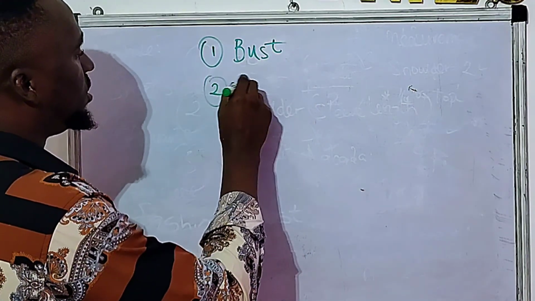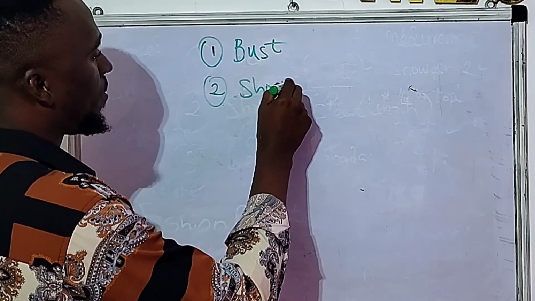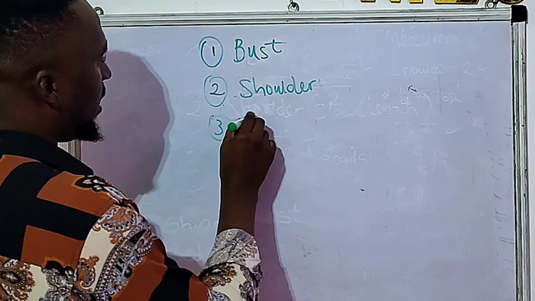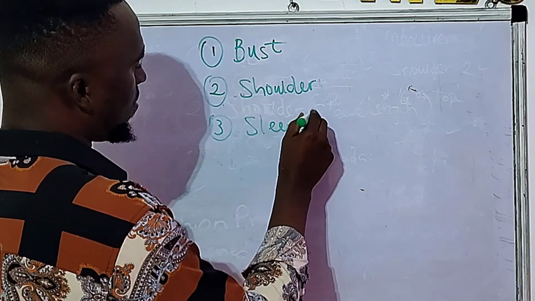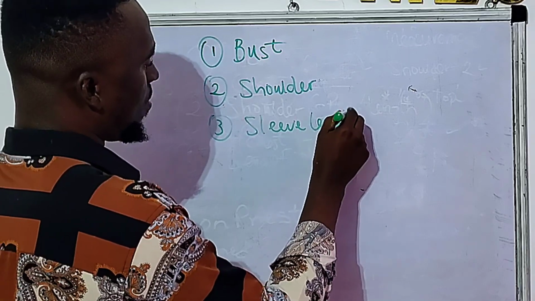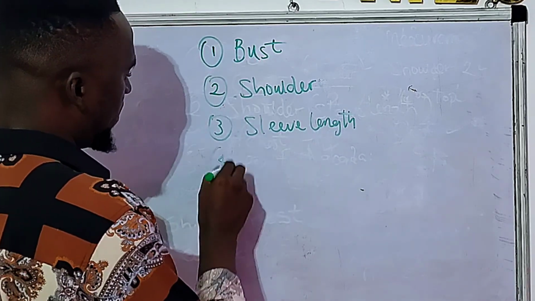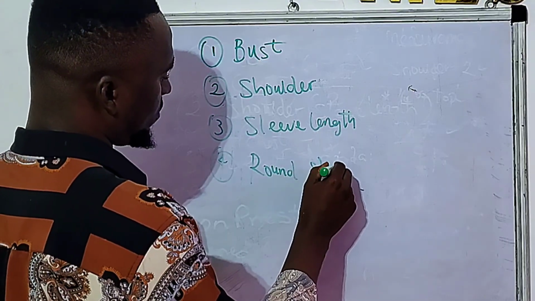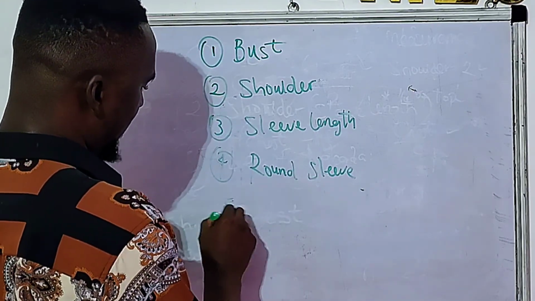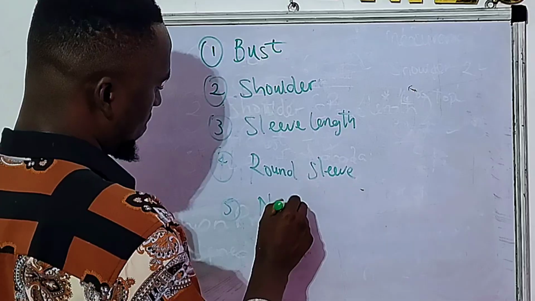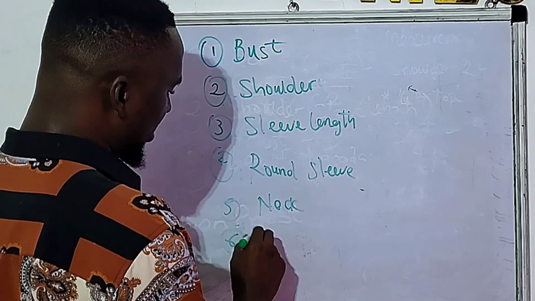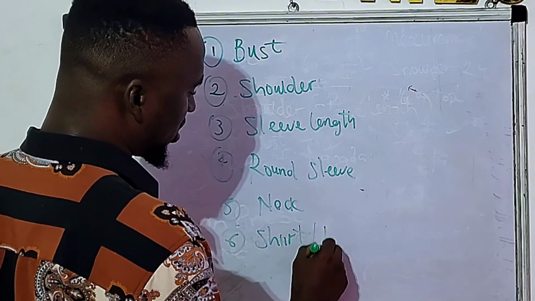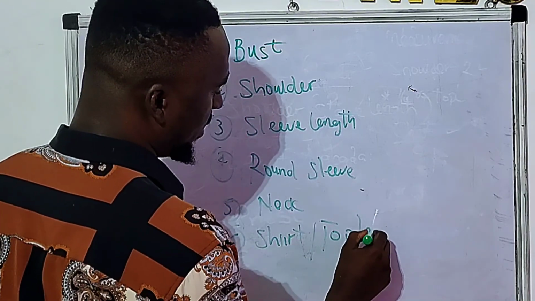Then number two is the shoulder. Then three is sleeve length. Four is round sleeve. Five is neck. Then six is the shirt length slash top length, if you're making a regular senator outfit.